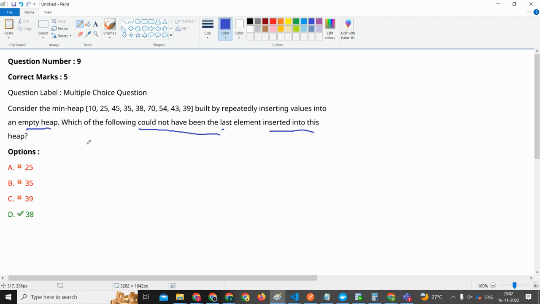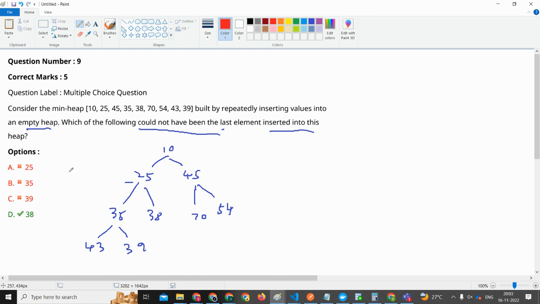Actually, I couldn't understand this. We'll try to understand this. They are saying that this is a min heap, right? So shall we just draw this first? 10, 25, 45, 35, 38, 70, 54, 43, 39. Which of the following would be the last element? So we have to trace that actually. Correct. Delete 10.